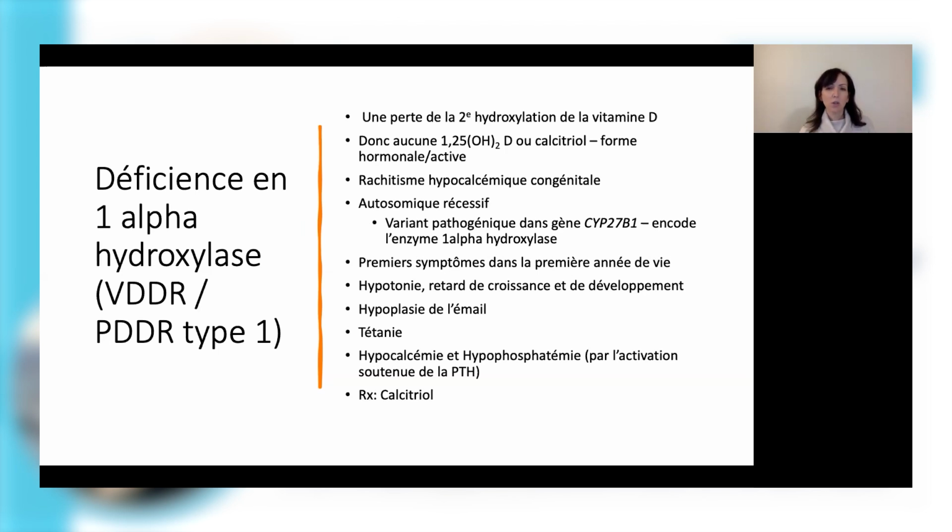So this child has hypotonia and delay, and you can also have hypoplasia of the enamel of your teeth, tetany, and seizures. You may find a little bit of hypophosphatemia because your PTH is really high, but what predominates here is the lack of calcium, the hypocalcemia. These kids should definitely be referred to a specialty clinic, and we're going to treat them with the active form of vitamin D, which is calcitriol or Rocaltrol.